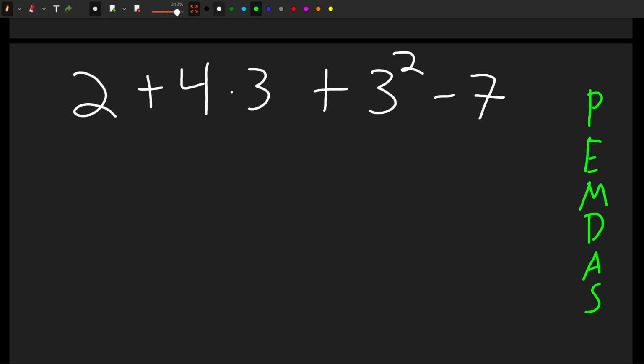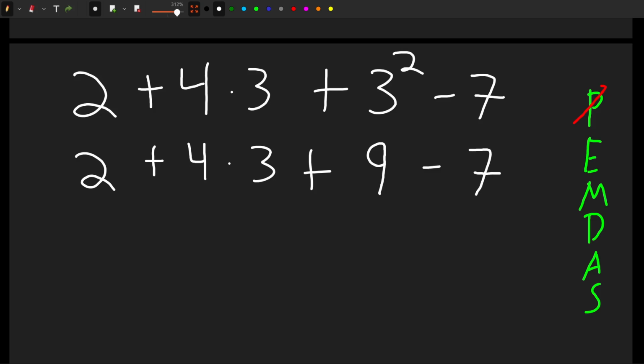So the first thing we'll deal with is the P. Do we have any parentheses, brackets, or braces? In this case we don't, so we can mark that off. The next one is the exponents, so E. In this case, we have 3 squared, which will be 9. So I'm going to rewrite my problem now as 2 plus 4 times 3 plus 3 squared now is 9, and then minus the 7. And so that takes care of the exponents.